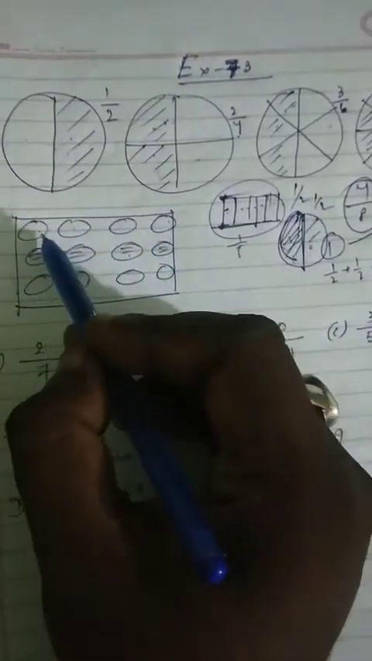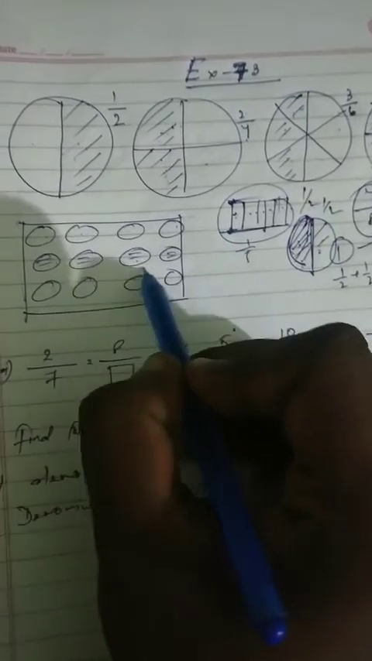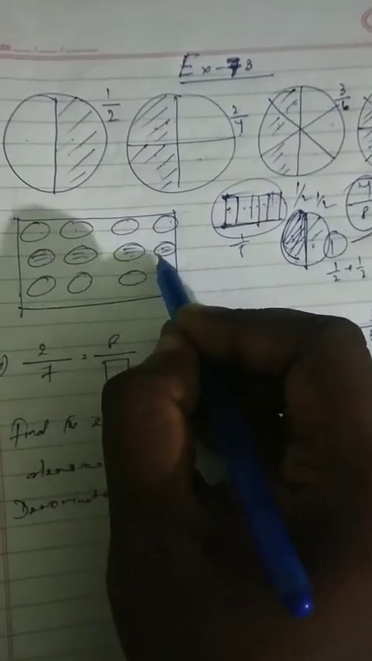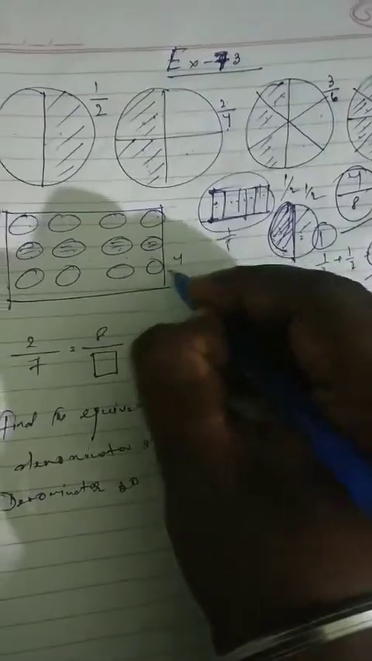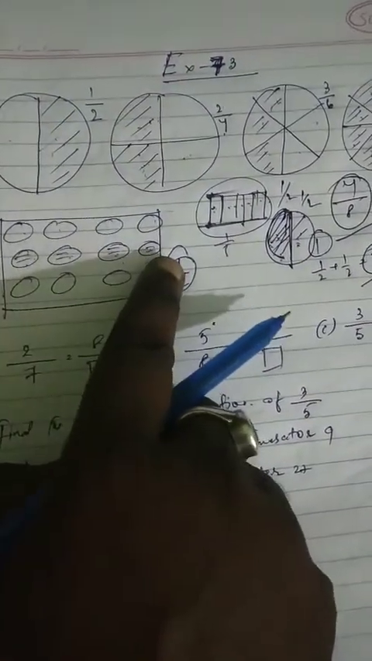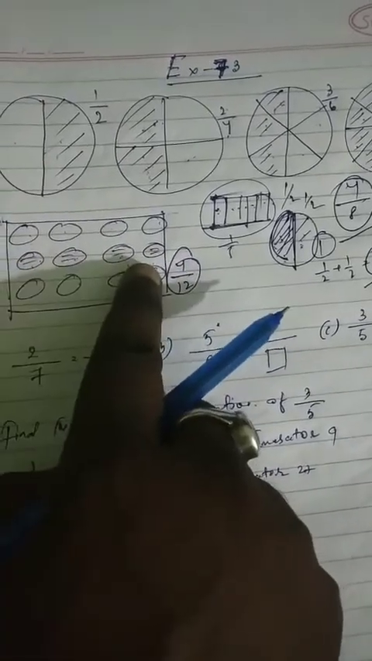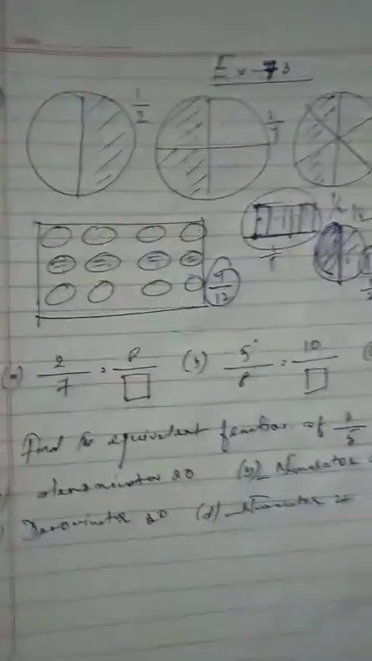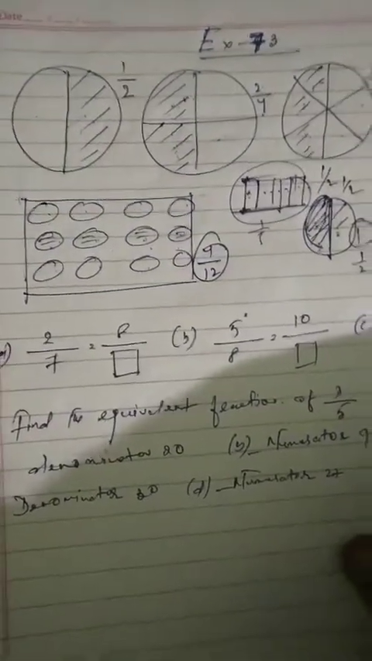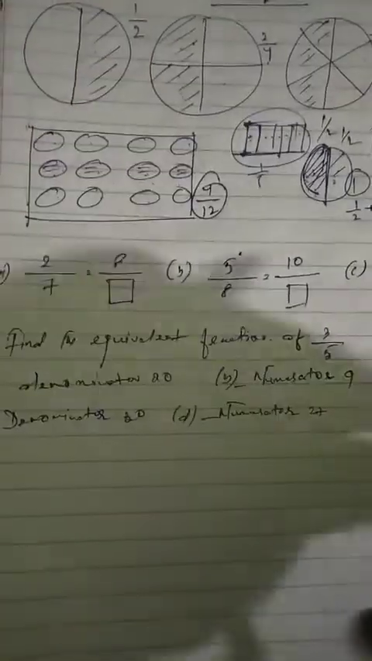Out of these 12 smaller circles, 4 circles are shaded. So the fraction of the shaded smaller circles is 4 by 12. Children, why is it 4 by 12? As there are 12 circles, and out of these 12 circles, 4 are shaded, the fraction of the shaded circles is 4 by 12. In a similar way, we have to deal with the other questions of question number B. I believe you will be able to solve them on your own.